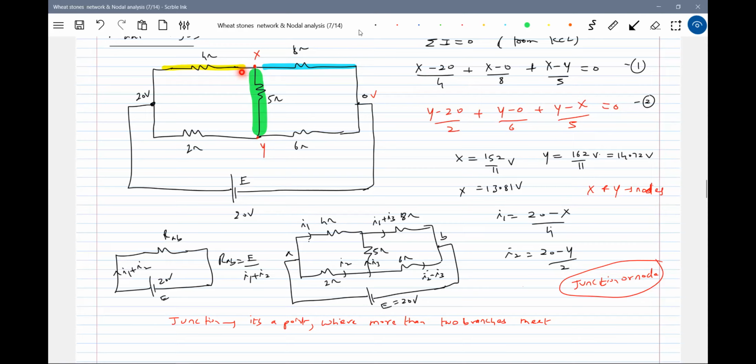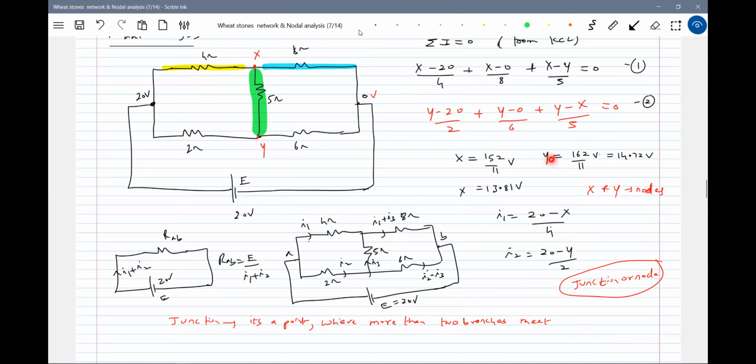Then the algebraic sum of currents entering a junction: (X minus 20)/4 plus (X minus 0)/8 plus (X minus Y)/5 should be equal to 0 from KCL. Similarly for this, (Y minus 20)/2 plus (Y minus X)/5 plus (Y minus 0)/6 equals 0. 2 equations, 2 unknowns, X and Y. I'll solve them, then I'll end up with X equal to 13.81 volt.